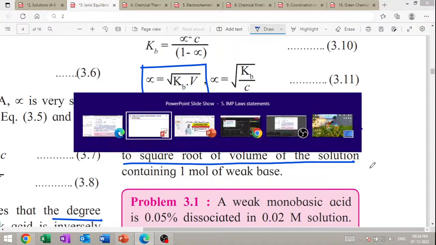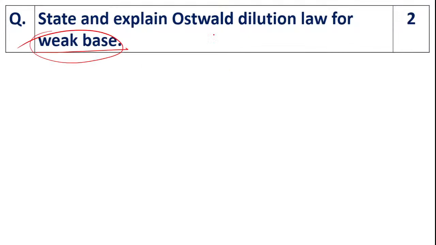Understood? So this is related to the Ostwald dilution law. This is an important question asked for your examination, as a 2 marks or 3 marks question it may be. Next question. So this is the weak acid, weak base.